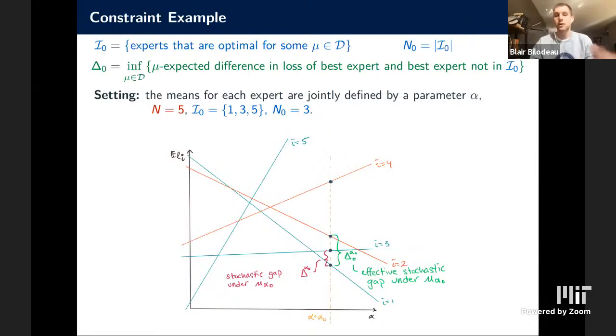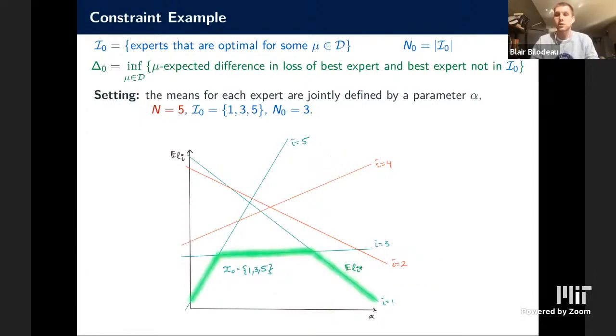How do we identify who these effective experts are in order to know what this effective stochastic gap looks like? First, let me highlight which experts can be optimal in expectation, which is the definition of the effective experts. For the alphas over here, expert 5 has the minimum expected loss, then it's expert 3, and then expert 1. Any expert that can be optimal for some distribution, meaning it's highlighted at some point along this alpha spectrum, is an effective expert. Experts 2 and 4 never get highlighted, which means they are ineffective and don't lie in the effective set.